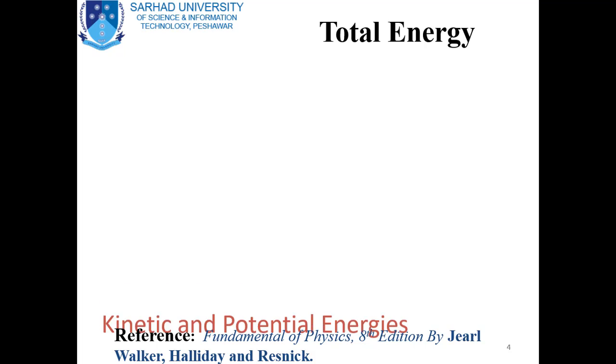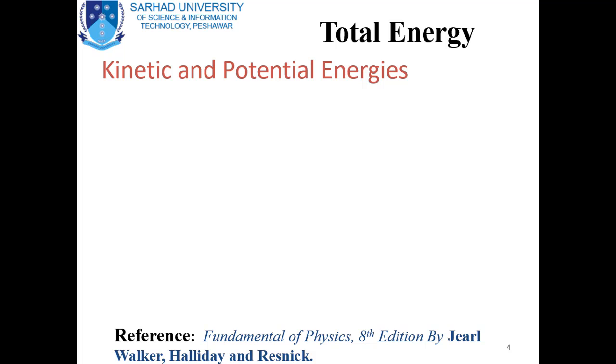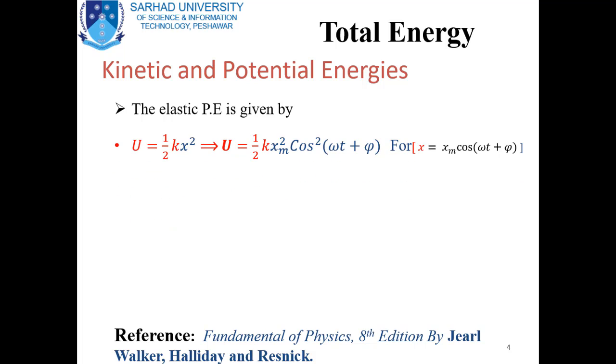But first we will find the kinetic and potential energy of a simple harmonic oscillator. The potential energy can be defined as the energy which is related with the position of the object, or the energy of an object with respect to a reference point is known as potential energy. And the elastic potential energy is given by U is equal to half kx square, where k is the spring constant and x is the instantaneous displacement.